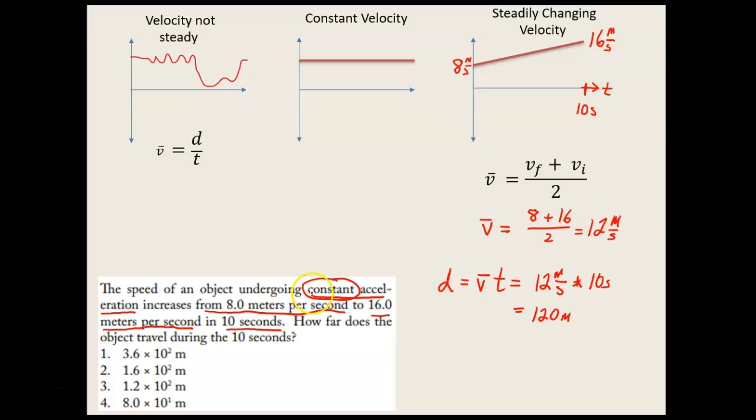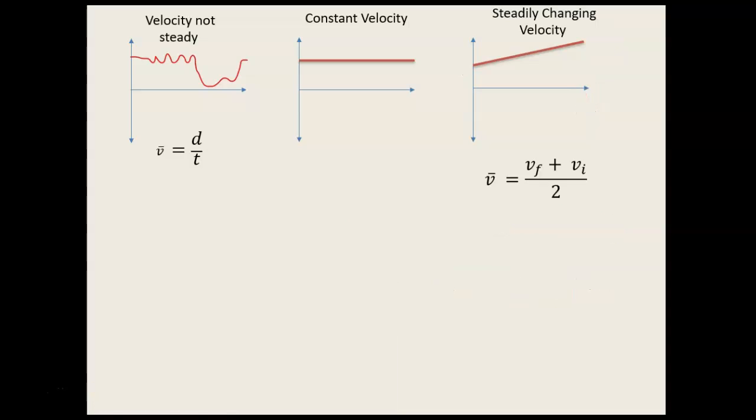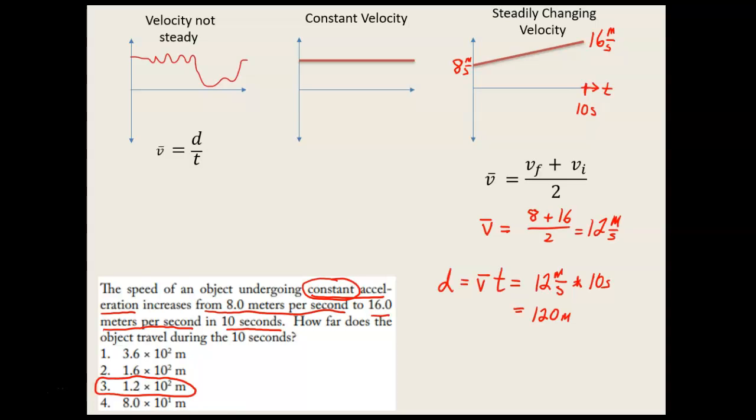All right, so now the trick is, well, which one of these looks like 120 meters? Well, 1.2 times 10 twice would give us 120 meters. So this is just 120 meters written in scientific notation. So that would be our answer. All right, and I think that's it. So I just wanted to give you those problems and review a few problems.